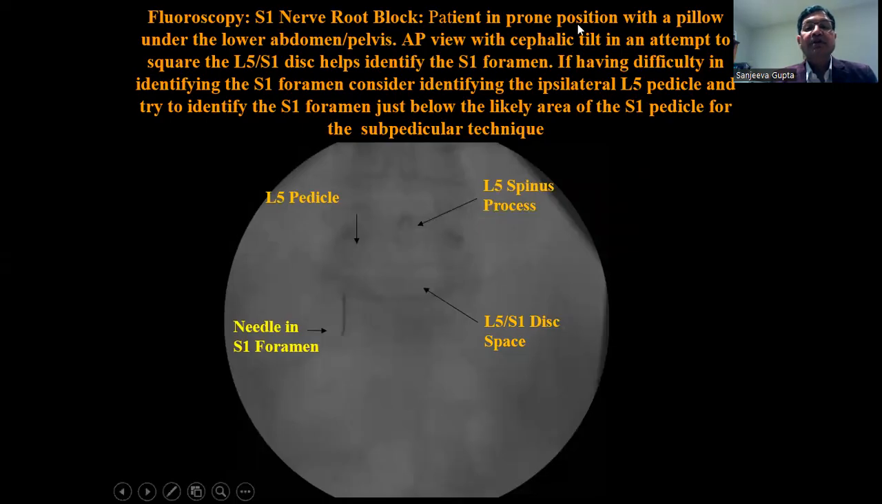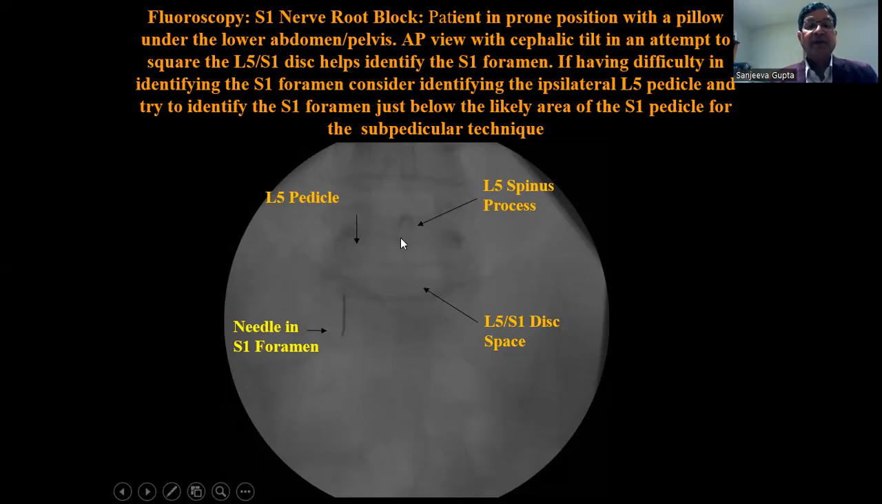S1 root block: patient in prone position with a pillow under the lower abdomen and pelvis. AP view with cephalic tilt in an attempt to square off the L5 S1 disc helps to identify the S1 foramina. If having difficulty identifying the S1 foramina, consider identifying the ipsilateral L5 pedicle, and then try to identify the S1 pedicle and S1 foramina, which will be just below the S1 pedicle when trying to do a subpedicular technique.